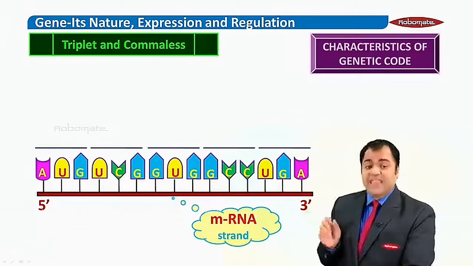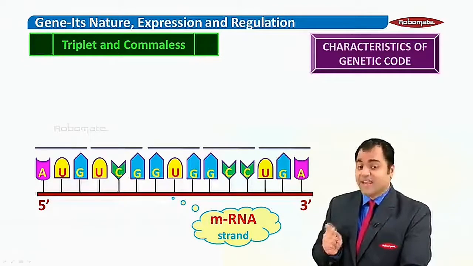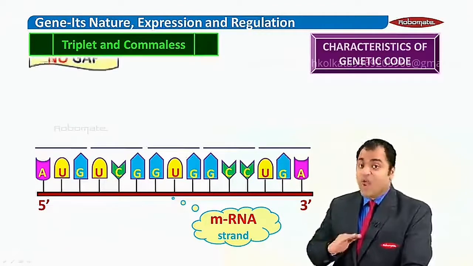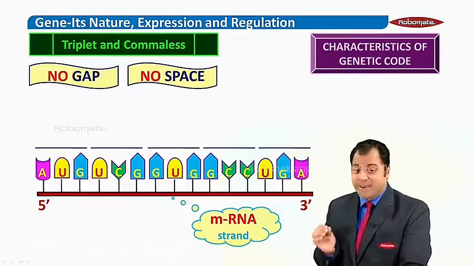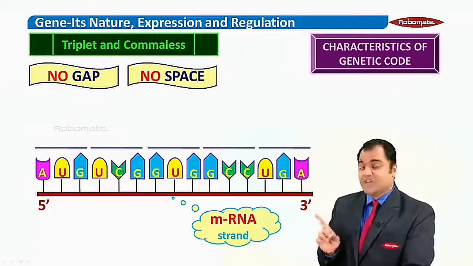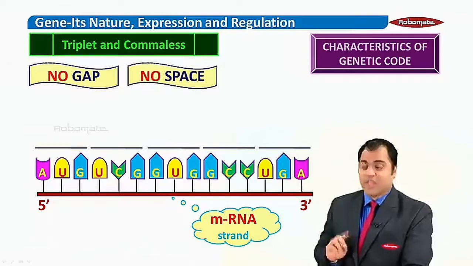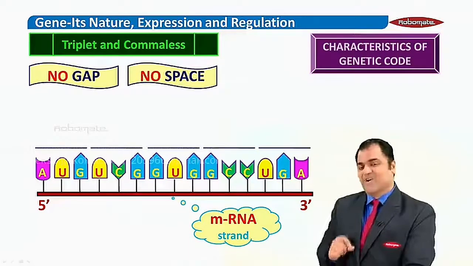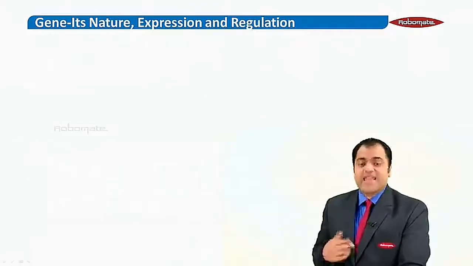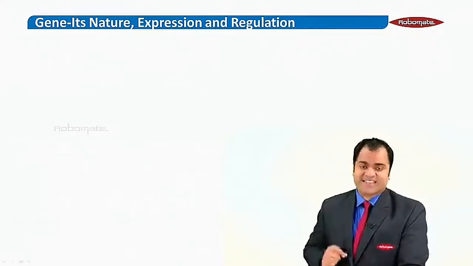So what you are seeing here is you are reading the genetic code in triplet fashion with no gap or no space. That means it is triplet and commaless. It is also non-overlapping. You don't see any bases being overlapped while you're reading the genetic code. Is that okay? Next property or next characteristic.